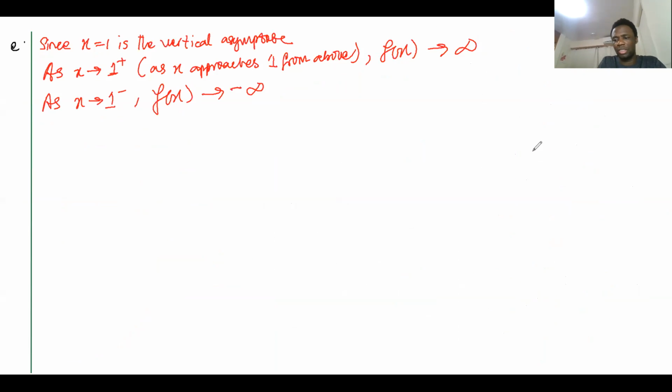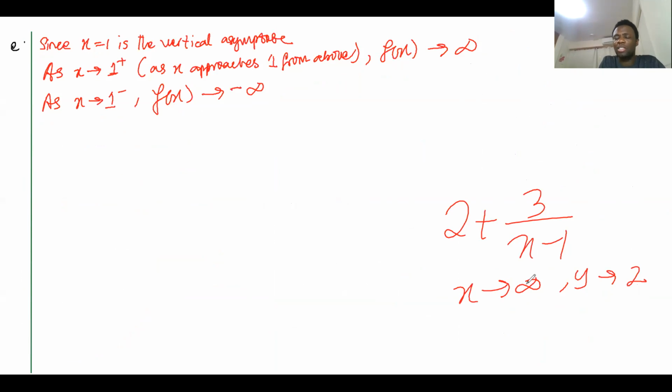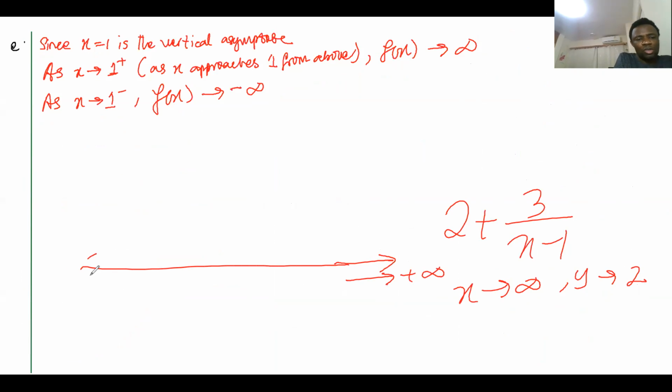It's confusing to some of you. Let's see. I write this out. 2 plus 3 divided by x minus 1. And when x tends to infinity, of course, I didn't separate it from positive infinity or negative infinity. When x tends towards infinity, my y tends towards 2. Now, x tends towards infinity is 2 directions. Is x tending towards infinity on the positive direction of infinity, or x tends towards infinity on the negative direction of infinity? Do you understand my point, everybody?